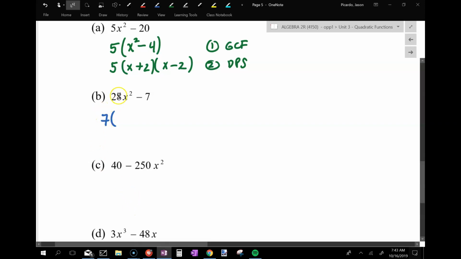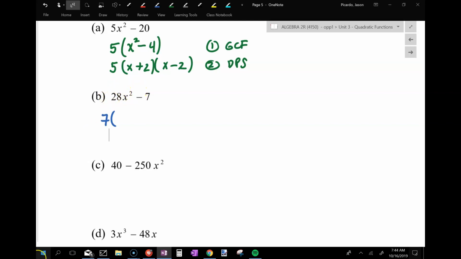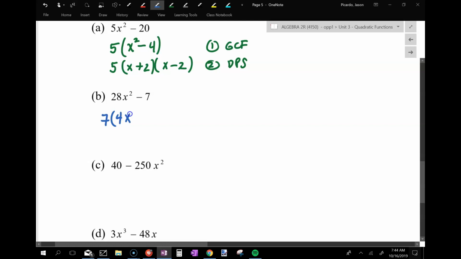All right, so if I took 7 and divided it into 28x squared, 7 goes into 28 4 times and leaves the x squared, right? That x squared is not going to just disappear, is it? All right. 7 goes into 7 1 time. Is 4x squared minus 1 a DPS? Yes, it is.